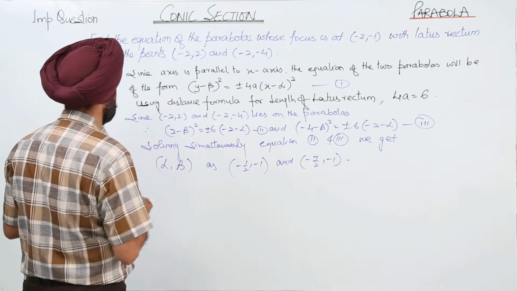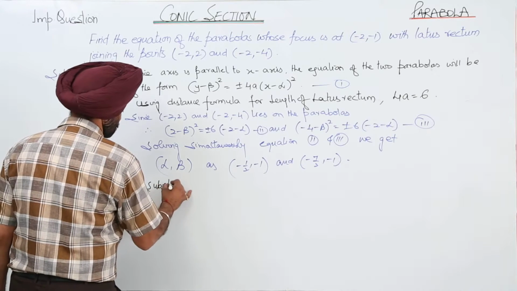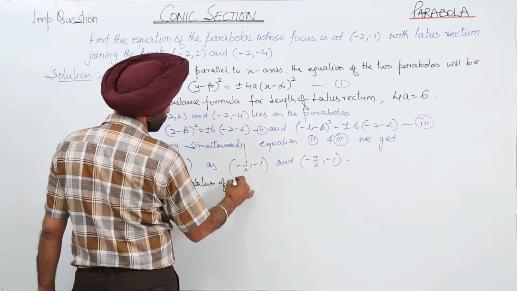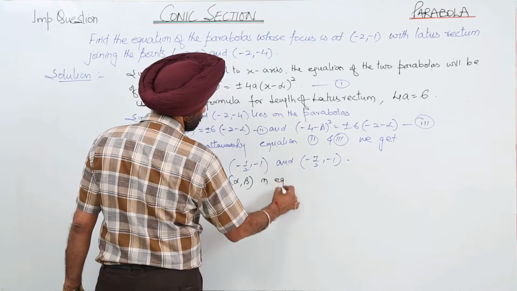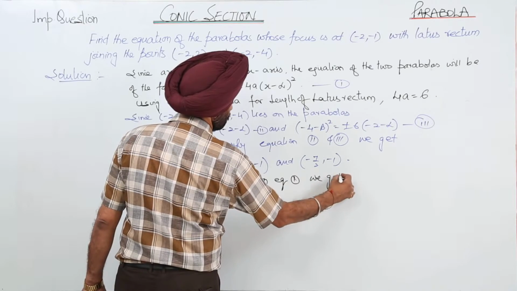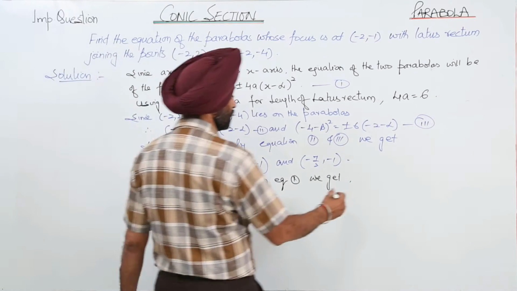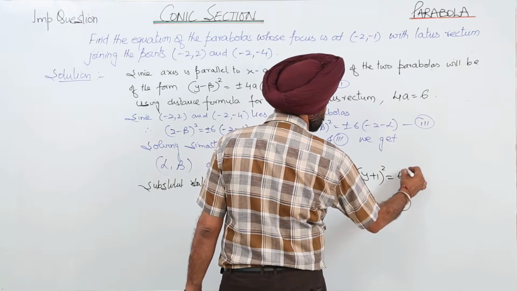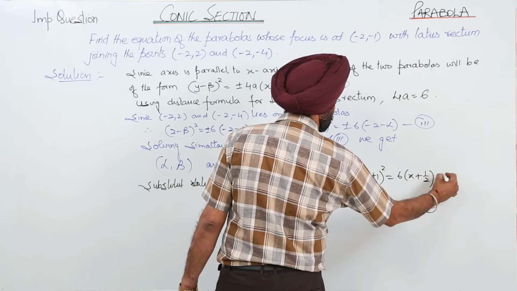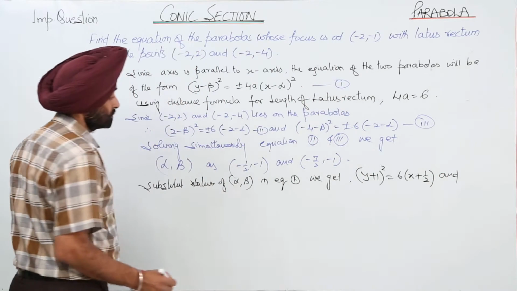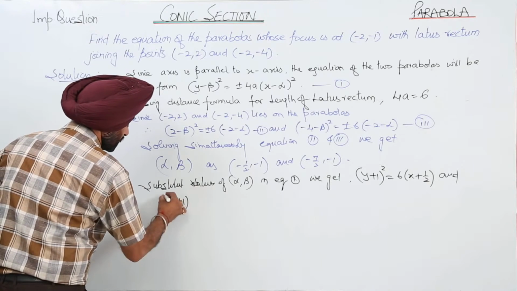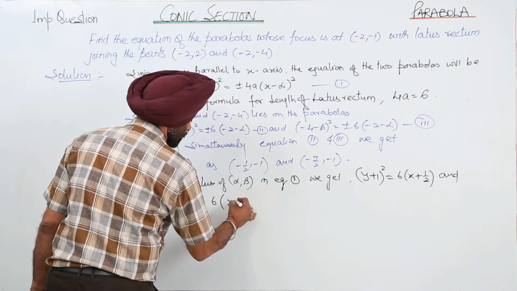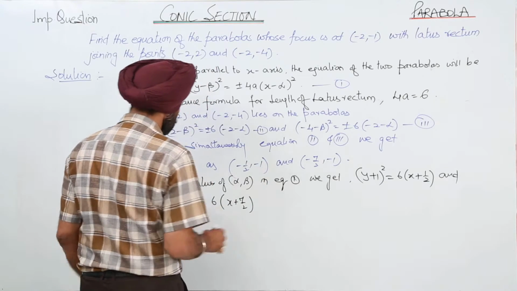Now, substituting the values of alpha and beta in equation 1, we get (y plus 1) whole square is equal to 6 (x plus 1/2), and (y plus 1) whole square is equal to -6 (x plus 7/2). These two are the equations.